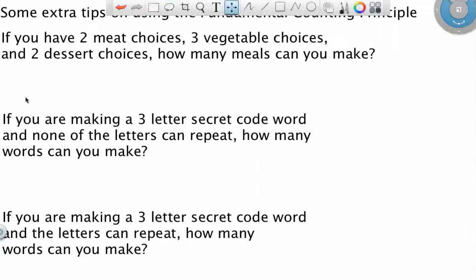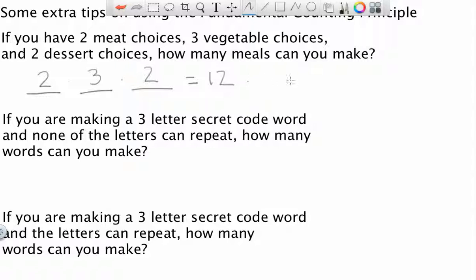So if you have this problem, if you have two meat choices, three vegetable choices, and two dessert choices, how many meals can you make? Well, in the meat column, how many different choices do you have? It's two times how many different vegetable choices? Three times how many different dessert choices? Two, and two times three times two is 12. So you have 12 meal choices.